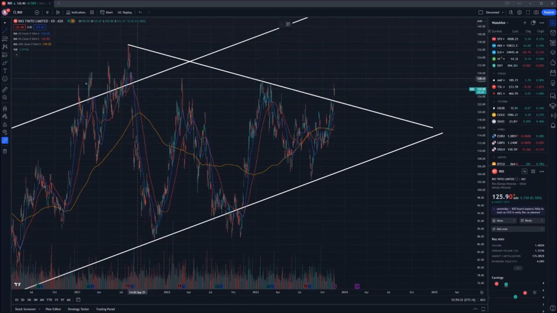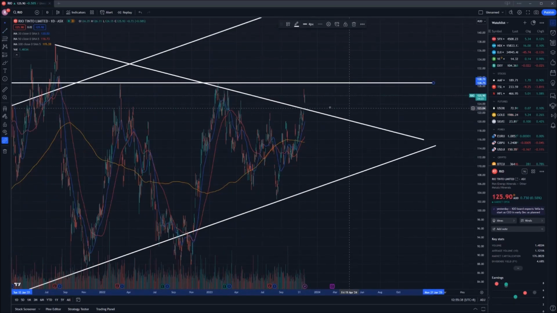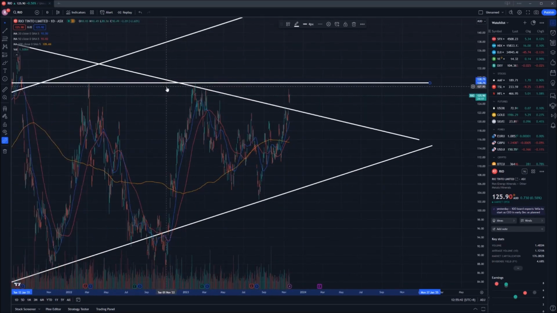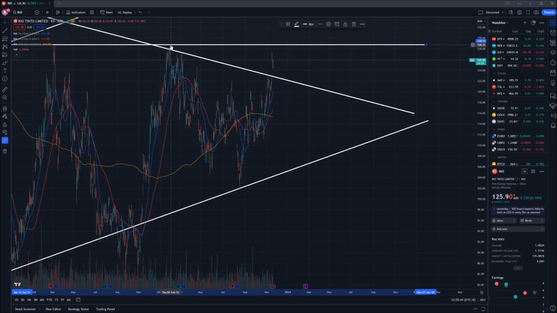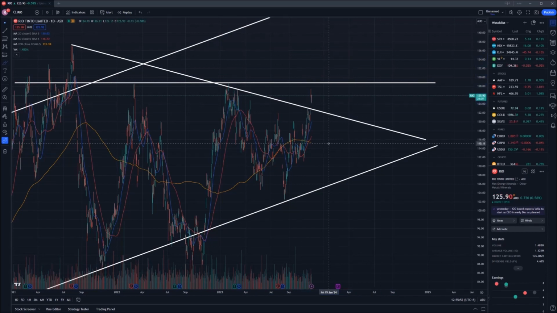The point that we really need to surpass right now is this horizontal point of resistance sitting at about $128. You can see it's been a point of contention for price action previously, and you can see we weren't able to get past that point over here, and we are moving towards that point once again. Closing above this mark will really give us that big leg upwards for Rio.